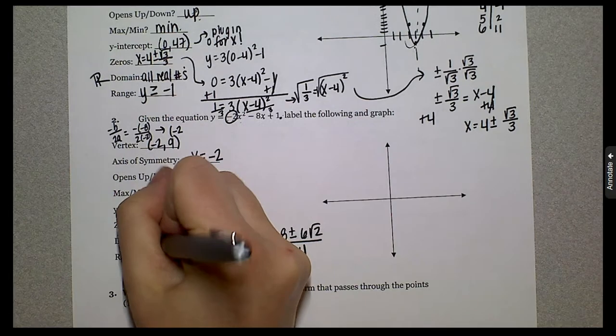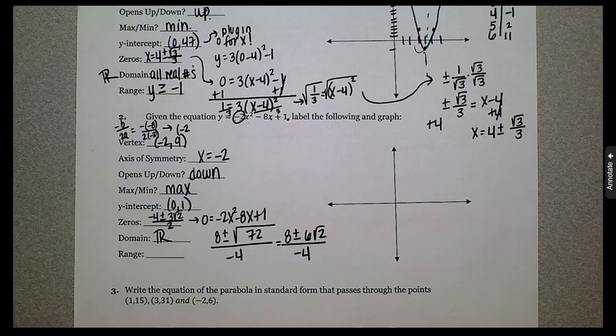Domain, all real numbers. You can put that little symbol. It kind of just looks like an R with a double base.